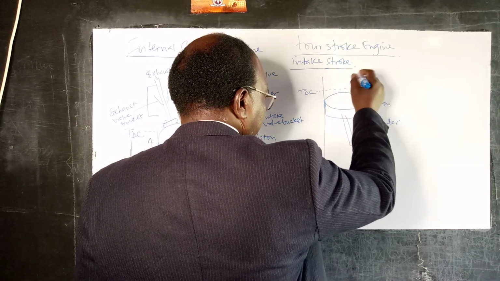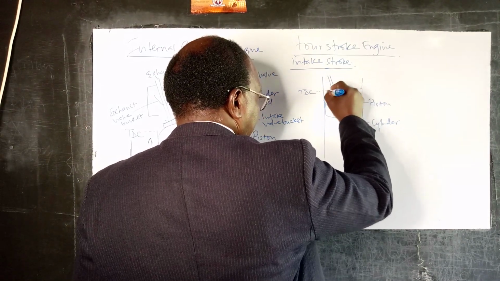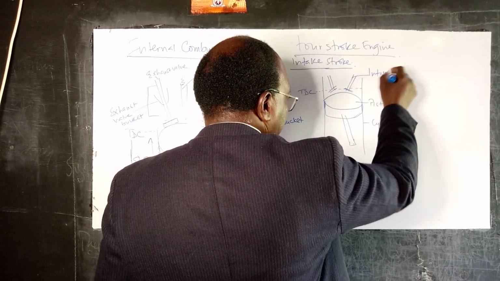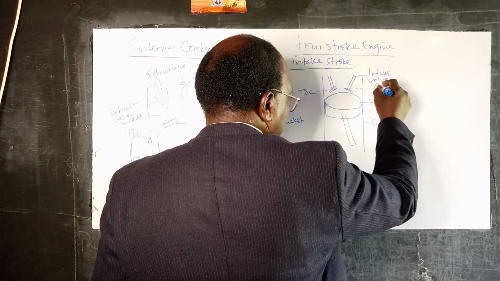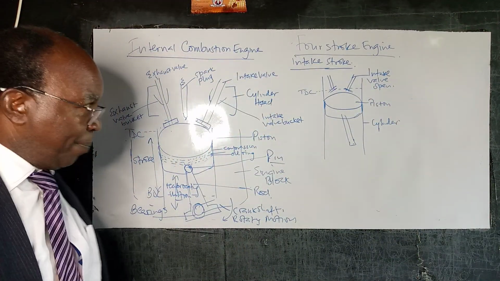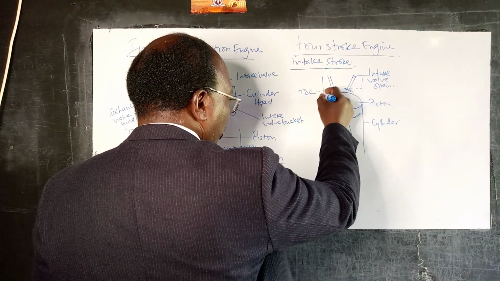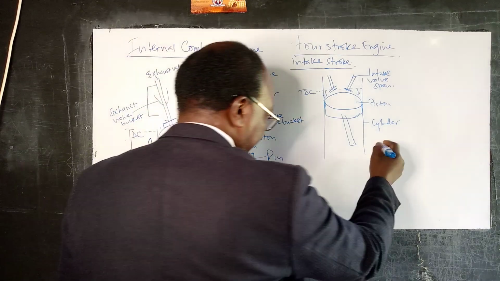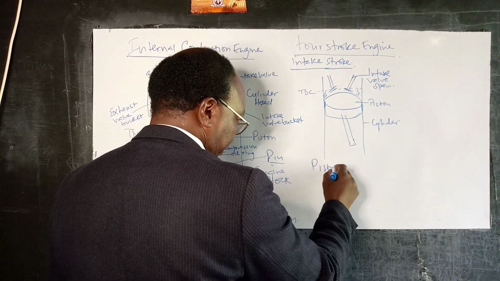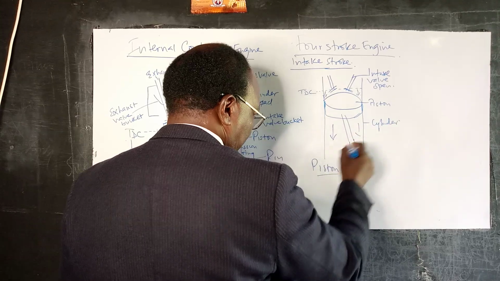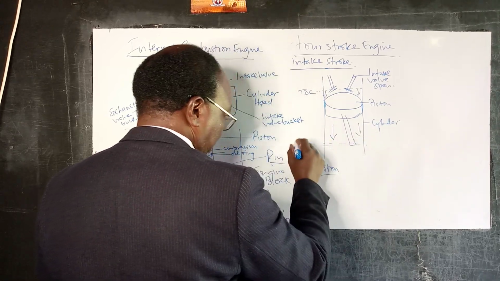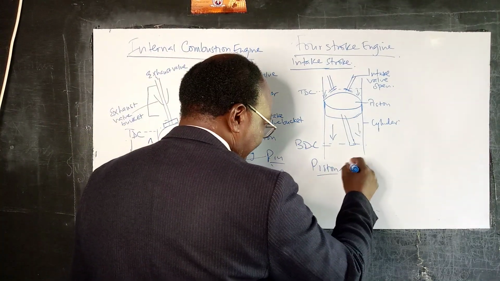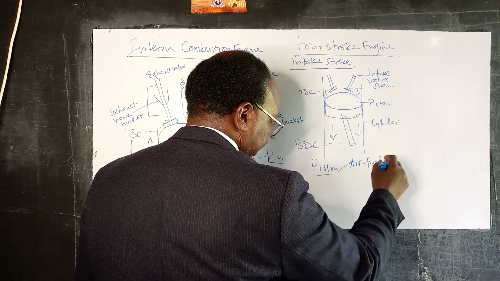The inlet valve, like you have said, there is the exhaust valve and the intake valve. The intake valve opens, and the piston is pushed down, drawing in the air and fuel mixture, down to the bottom dead center.